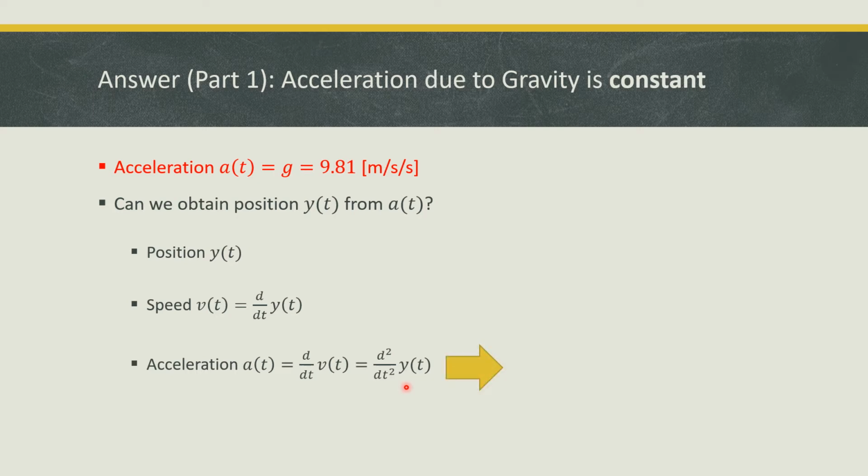Therefore, the fact that the acceleration due to gravity is constant with a value of g can be written in three ways. We can write it simply as a of t equals g, or d/dt of v of t equals g, or that the second derivative of y of t is g. So these three things mean the same thing.